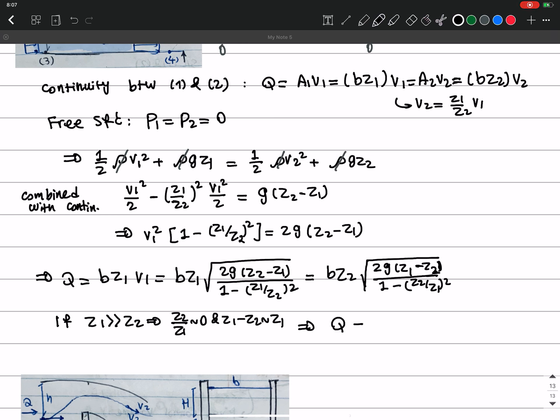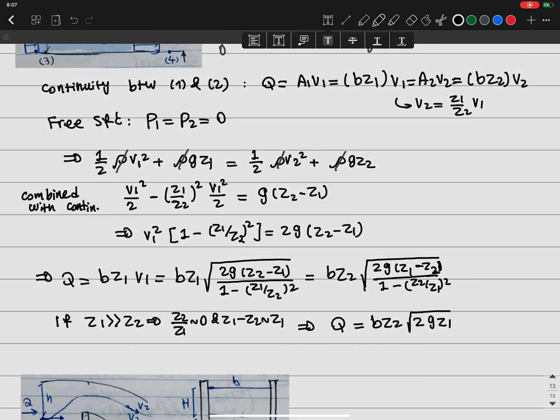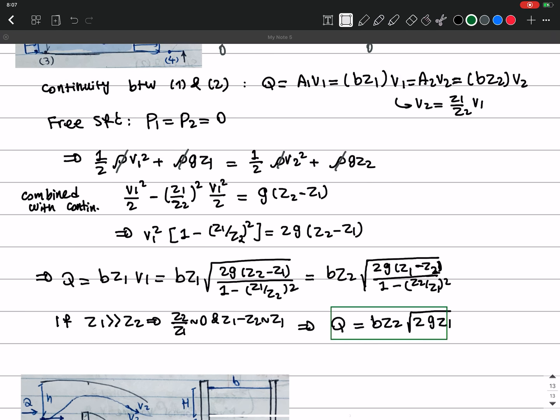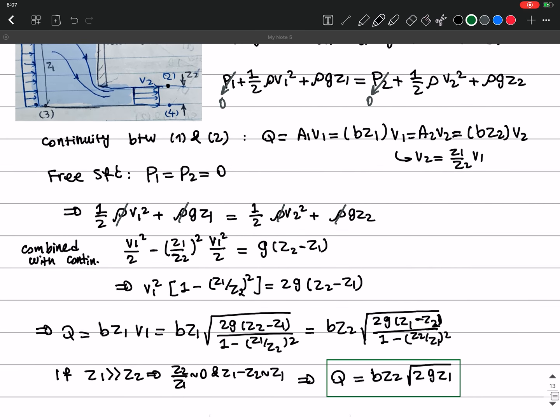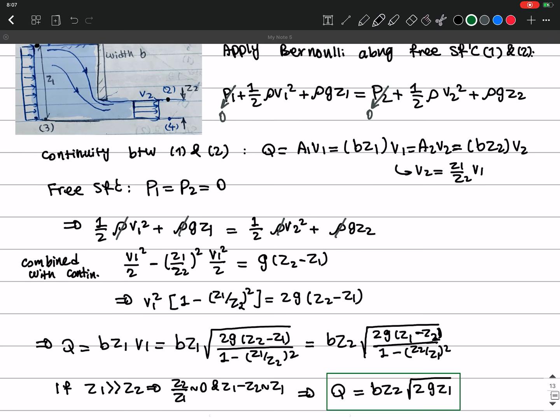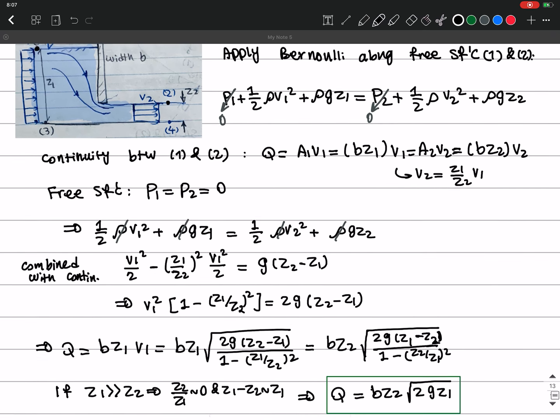So I can use this, and this will give me Q is B Z2 times the square root of 2g Z1, with this approximation. This is an important approximation that we found from continuity and the Bernoulli equation, applying the Bernoulli equation for this slice gate problem.